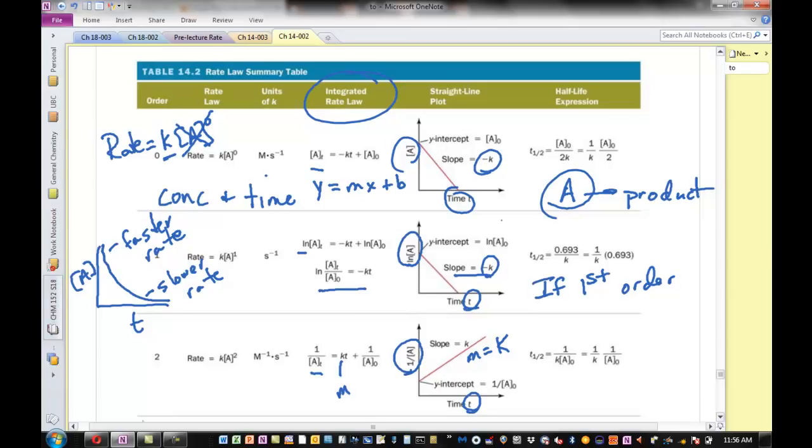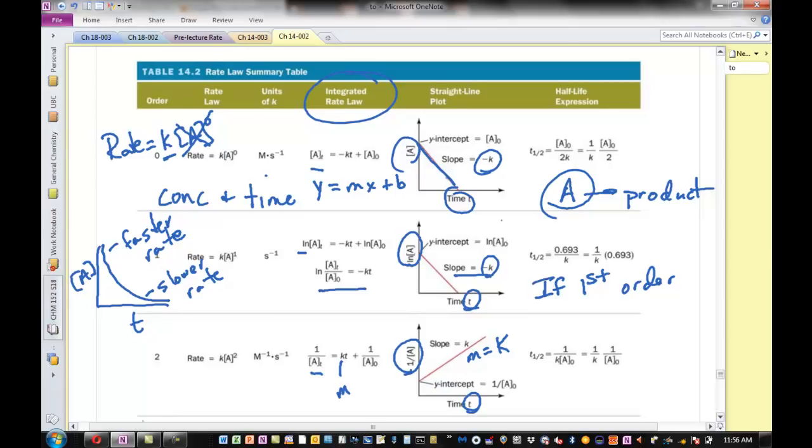And that's why for zero order, if we do concentration versus time, it's not a curve, it is linear, because the rate stays the same even as reactant concentration decreases. Okay? So make sure you know those.